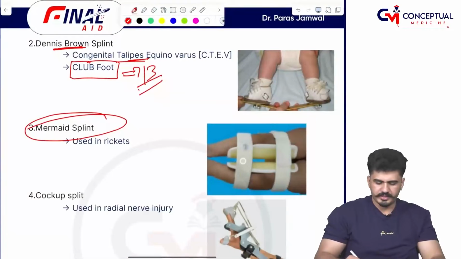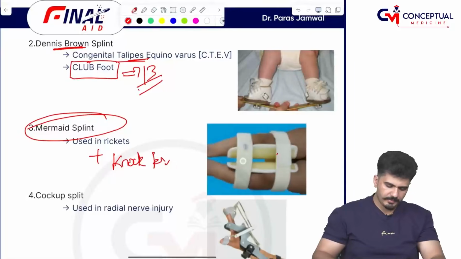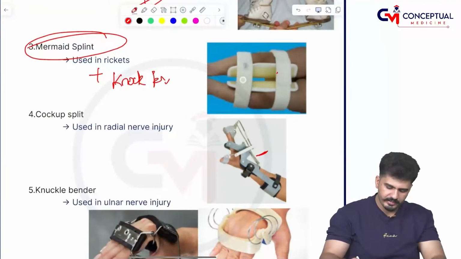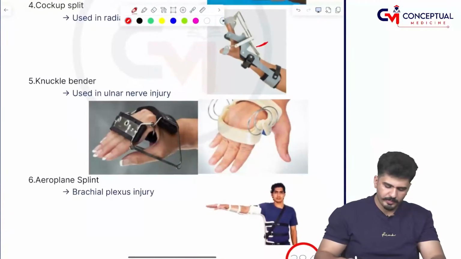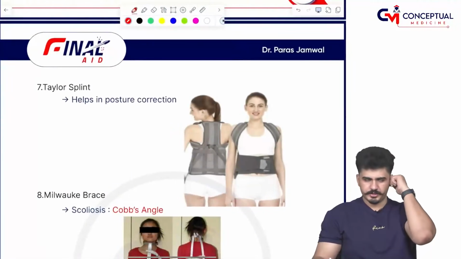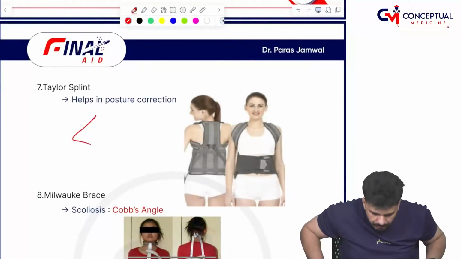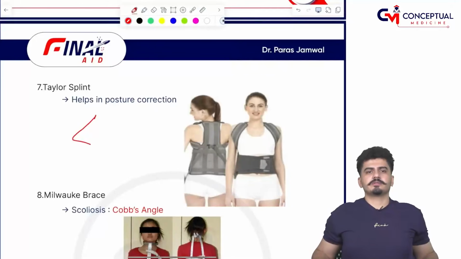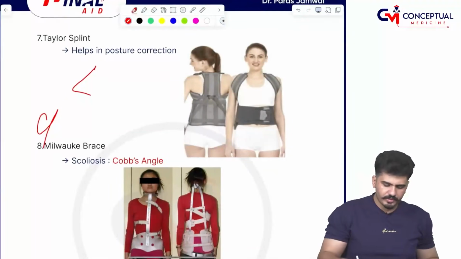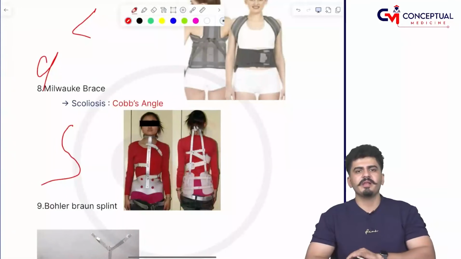Mermaid splint is used in rickets and in the treatment of knock knees. Cock-up splint is used in radial nerve injury. You will see the spring right here. Knuckle bender is used in ulnar nerve injury. Aeroplane splint is used in brachial plexus injury. Taylor splint is used for posture correction. What postural abnormalities can we have? Kyphosis and lordosis. To correct this we use a Taylor brace. Milwaukee brace is for scoliosis. If your spine becomes S-shaped like this, to correct it we use a Milwaukee brace.